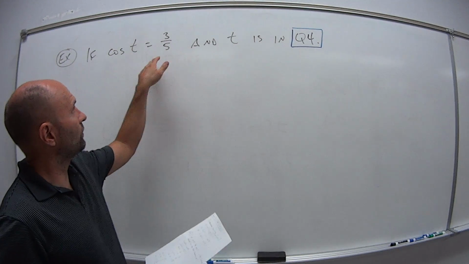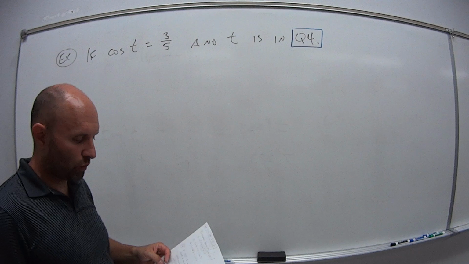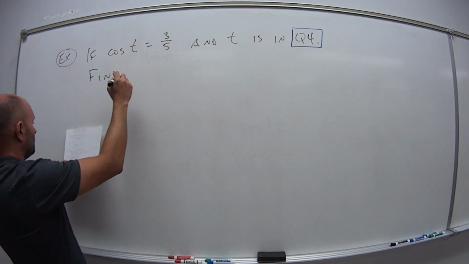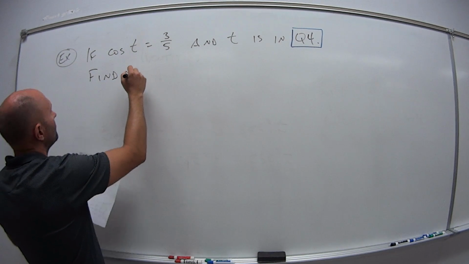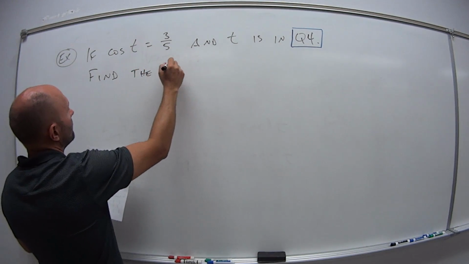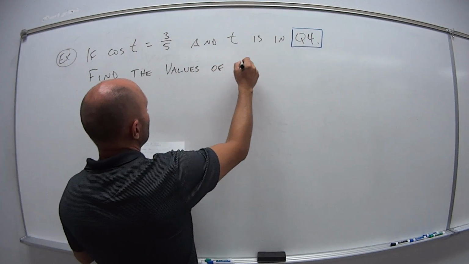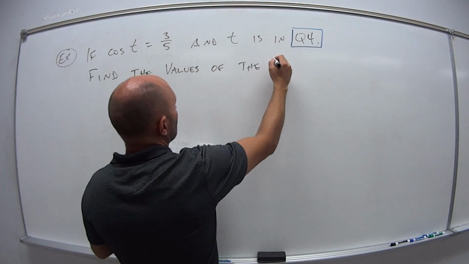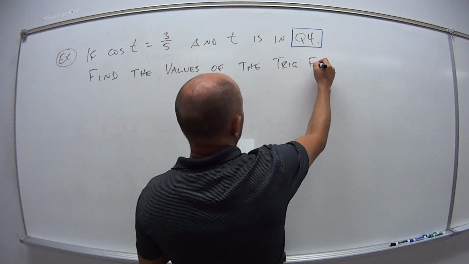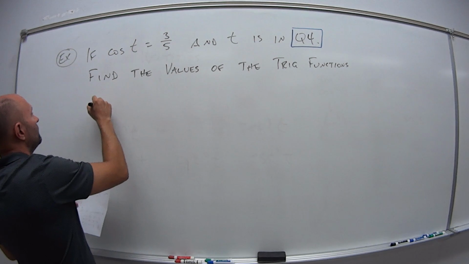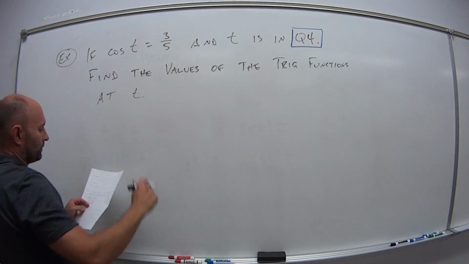So we're told to begin with cosine t is 3/5 and t is in quadrant 4. We want to find the values of the trig functions at this point t, our terminal point.